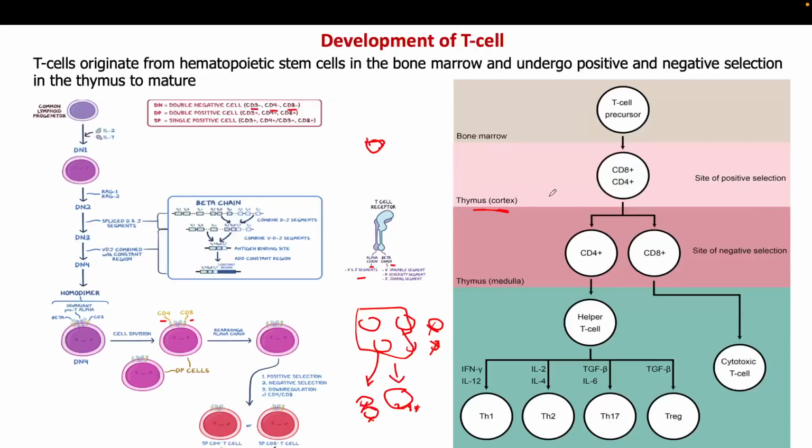Okay, so in the cortex of the thymus, the population of naive T cells will check whether they are able to bind with the MHC molecule or not. Suppose some T cells are not able to bind with the MHC molecule, those T cells will go for apoptosis and die. The rest of the T cells will migrate to the medulla of the thymus, where negative selection takes place.